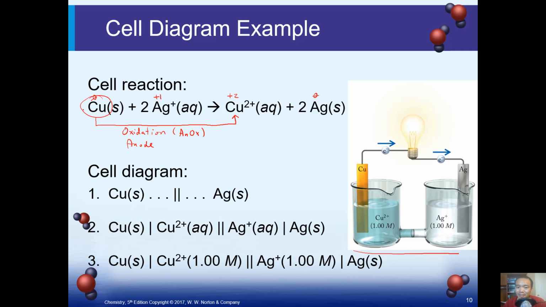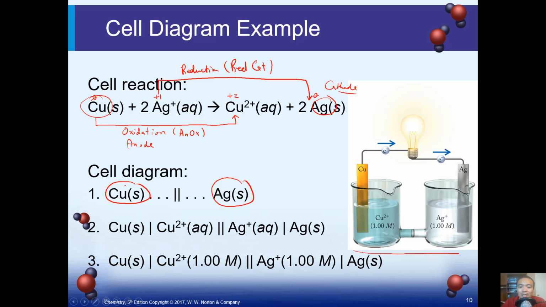All right. Similarly, when you look at the oxidation state for silver, it decreases. So for this reason, this process is a reduction. Remember, red cat. So we do know silver is the cathode. That's how we know. So that's why you write silver on the far right side and copper on the far left.